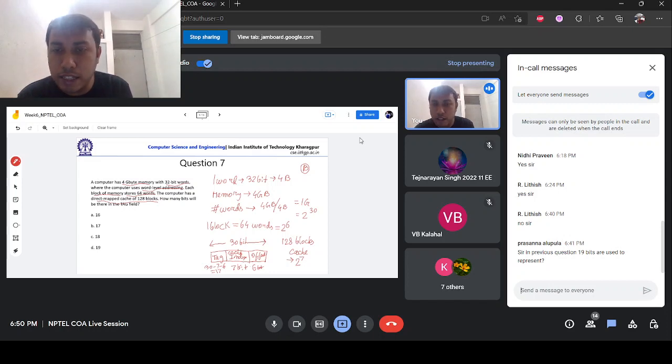Fine. Next, it says there are 128 blocks of cache. What does 128 blocks of cache mean? 2 to the power of 7 cache blocks. So to identify each block uniquely, you require 7 bits. 128 blocks is 2 to the power of 7, so it requires 7 bits. So what is the tag now? The total address length is 30 minus 7 for the cache index minus the offset 6. So that is 30 minus 7 minus 6, which equals 17. So the correct answer is option B. Is this one clear?